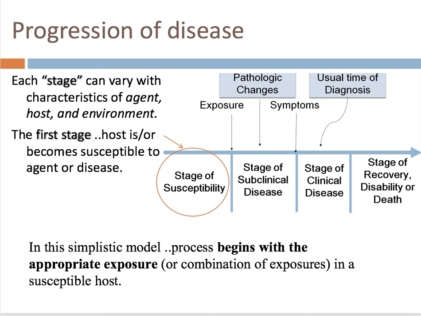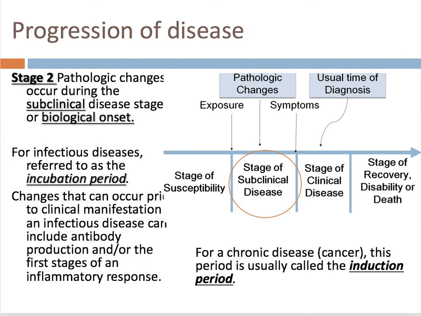And the first stage is where the individual is susceptible to the disease. And this is the simplest model, which begins with you're susceptible and then you have some form of exposure. And the second stage would be there's pathological changes in the body. These are subclinical, so they are not seen in an individual. And for infectious diseases, this is thought of as your incubation period, the period in which it's growing inside the body. You may or may not be contagious to other people. It depends on the disease.